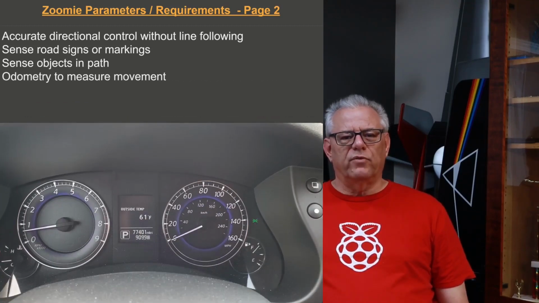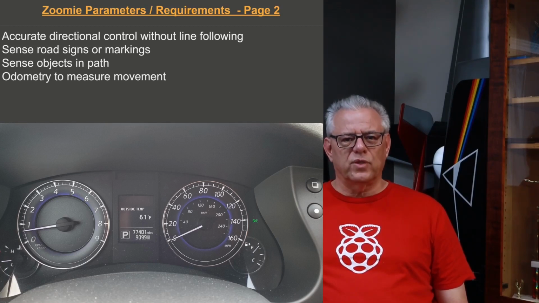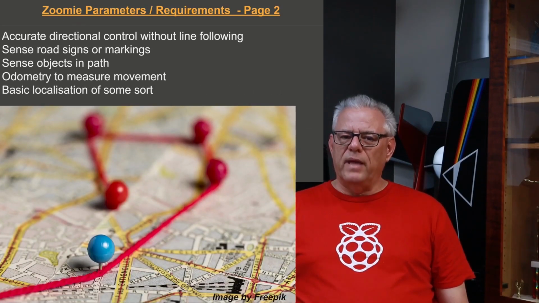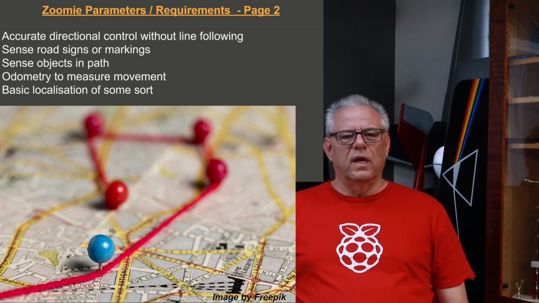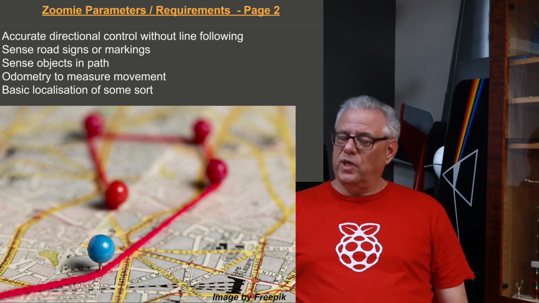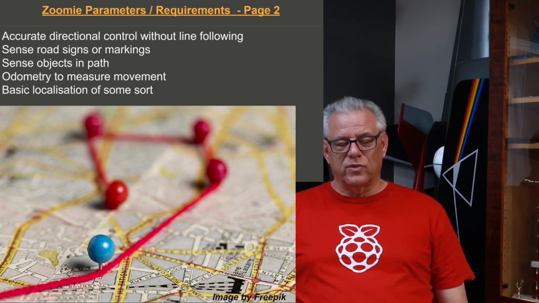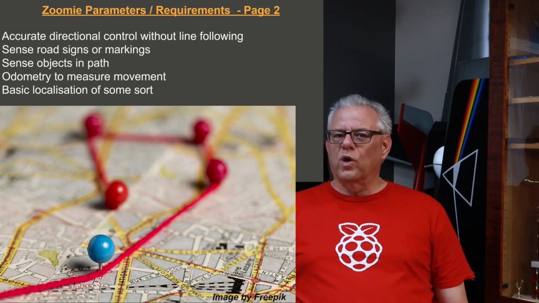It will need odometry so that it can measure its movement. That'll be really important in a lot of different situations in this experiment, leading up to and including basic localization of some sort. This Zoomie will need to figure out where it's at during its trip. We can't just rely on dead reckoning, as if you've done robotics before, you'll know that dead reckoning is okay in a general sense, but it's not going to work for very confined areas such as this experiment.